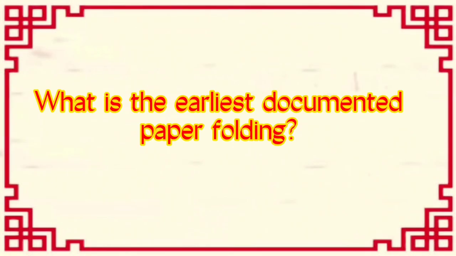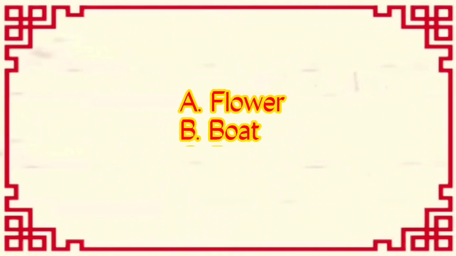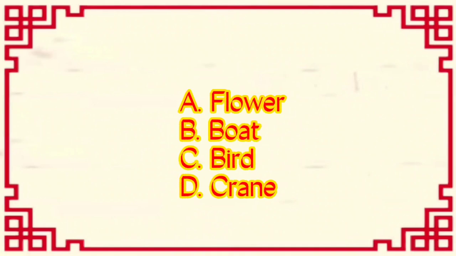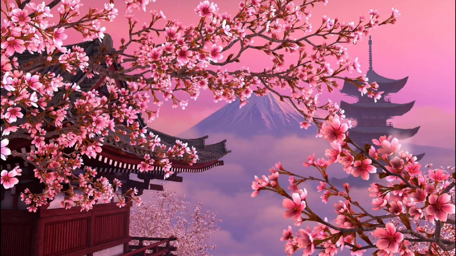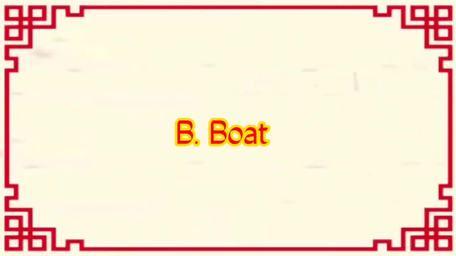Now let us proceed to the last question. What is the earliest documented paper folding? A. Flower. B. Boat. C. Bird. D. Crane. Your timer starts now. Letter B. The earliest documented paper folding is boat.